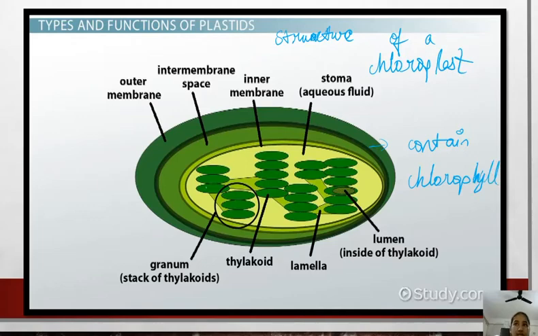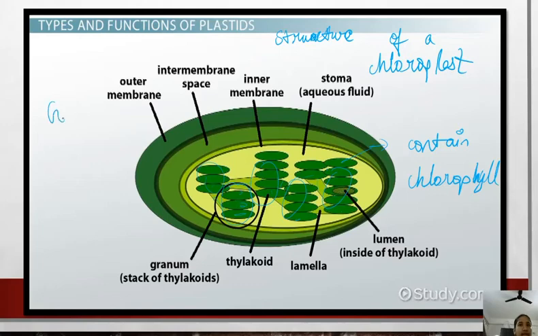Yes, so these contain the chlorophyll. Now, these are basically the granum. These are basically stacks of thylakoids. Each one is known as a thylakoid. This is the lamella, which basically acts as a connection. Lumen is inside a thylakoid.